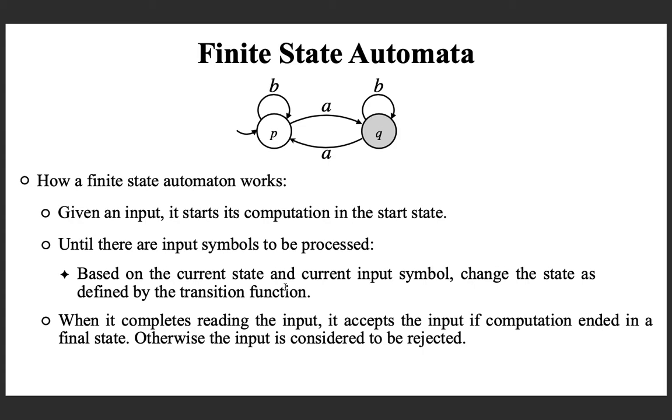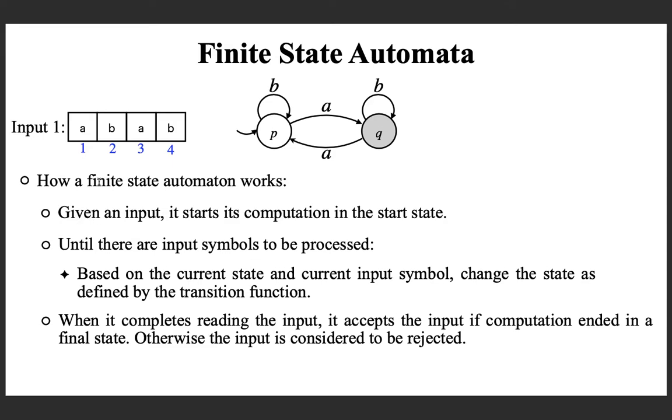And the input may have finitely many symbols, and when it completes reading the input, it accepts the input if the computation ended in a final state. So when you finish reading the input, suppose the machine entered a final state, the input is said to be accepted, otherwise it is rejected. So that is the semantics, or the way it functions. An example can make it more clear.